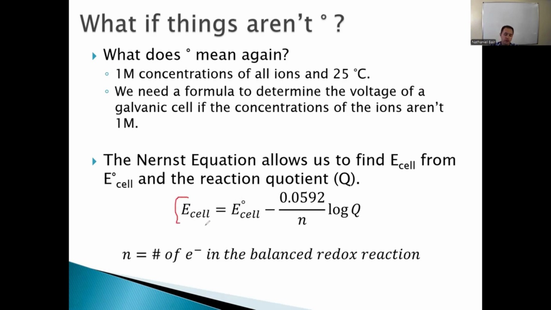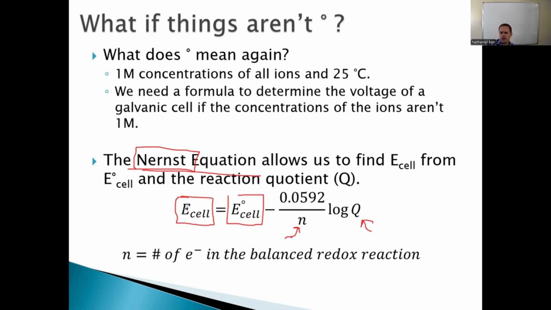Well, here we go. The voltage, or E cell non-standard, is equal to E cell standard minus a constant, 0.0592, divided by the number of electrons in the balanced redox equation times the log of the reaction quotient. Oh my goodness. This is called the Nernst equation. Nernst was a German scientist, by all accounts not a very nice guy, but anyway. He's kind of that World War I, World War II kind of time for Germany, if you catch my drift.